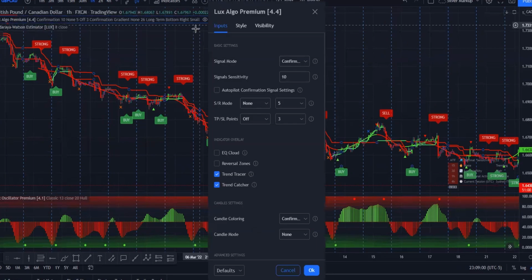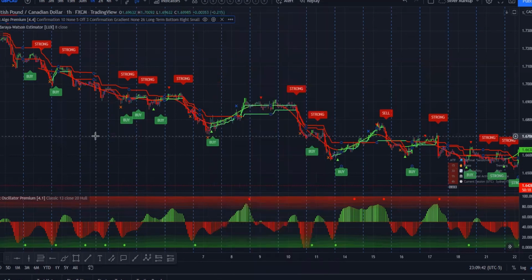Then when you get into the settings, you want to set them in a certain way. You want your signal mode as confirmation. Then you want the sentinel sensitivity at 10. You don't want to use the support resistance or take profit mode. And you want to enable both the trend tracer and the trend catcher. That's what you want to do. Also, for candle coloring, you want it set to confirmation gradient, that way you get a little more price action momentum visually displayed on your candles, and put none for candle mode. So now you'll have your Lux Algo looking like this on the top side.